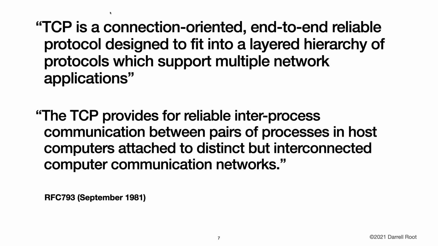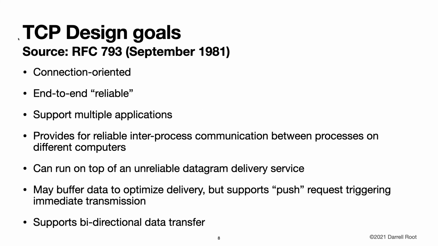I wanted a slide to talk about the purpose of TCP. And what better place to talk about the purpose of TCP than the original specification, which is RFC 793, which was written in September 1981. What is that, 40 years ago this month? TCP is a connection-oriented, end-to-end, reliable protocol designed to fit into a layered hierarchy of protocols which support multiple network applications. The TCP provides for reliable inter-process communication between pairs of processes in host computers attached to distinct but interconnected computer communication networks. TCP design goals from the same RFC.